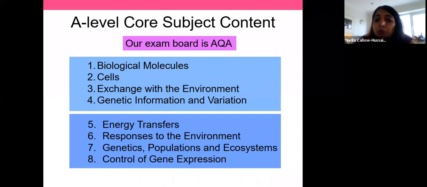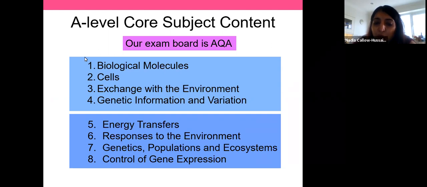So we use the exam board AQA. We look at different topics in year 1 and then going on into year 2. The topics in year 1 are the building blocks for understanding the topics in year 2. So there is a lot more that you need to follow through and understand.